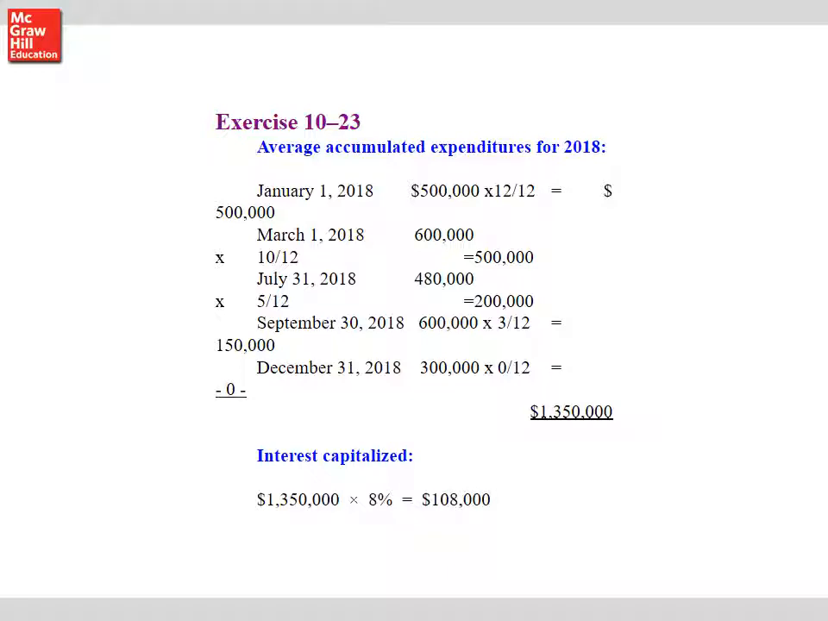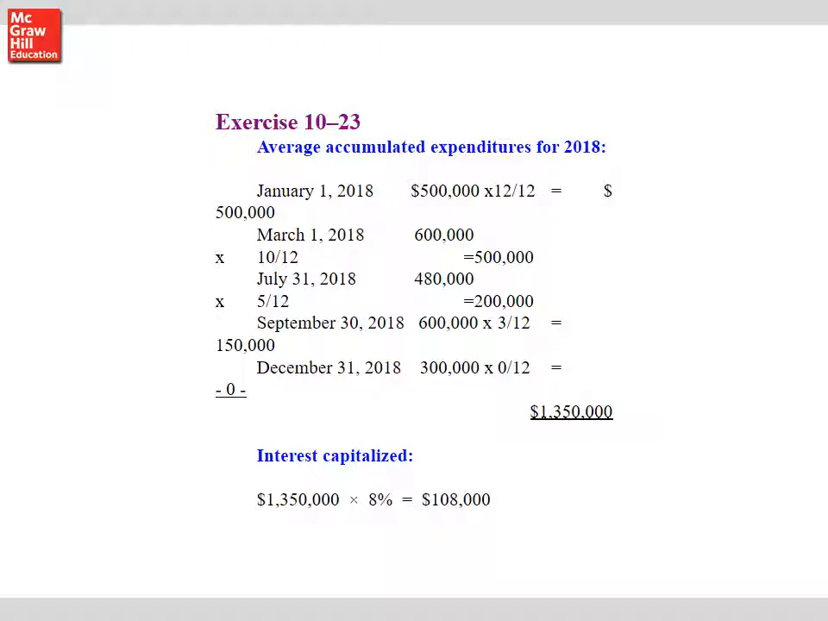So we take that weighted accumulated expenditure there, $1,350,000. Since there's only one loan outstanding for the year, we use the interest rate on that loan, 8%. So the interest that should be capitalized for the year, $108,000. So that's a very straightforward approach to interest capitalization.